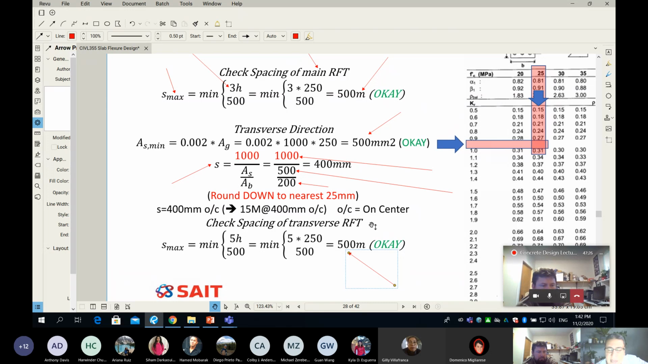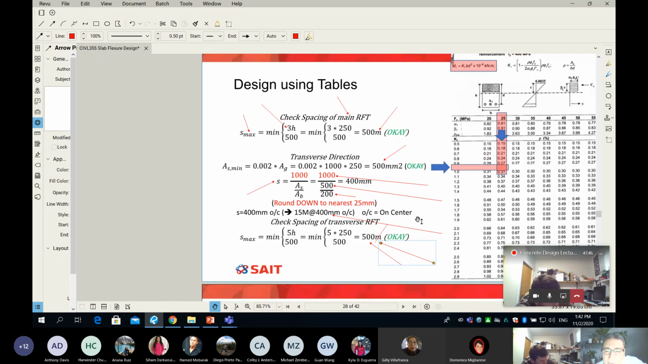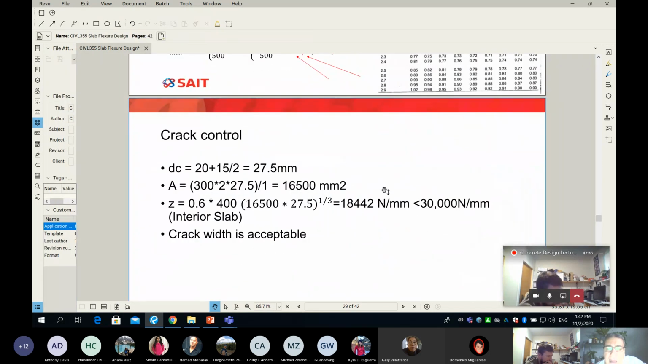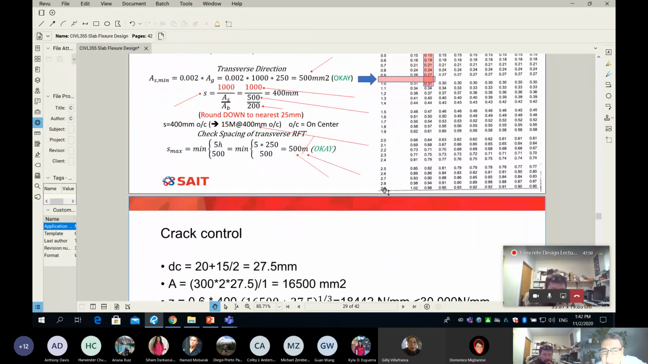And remember, this is a mistake. It is not 500 meter. It is 500 millimeters. Okay? So are we okay right now? My rebar, you can see it is at 400, and the maximum is 500, which means I'm okay. You can see the green, okay. It means I'm passing the code requirement. So now, guys, all the design has been done.